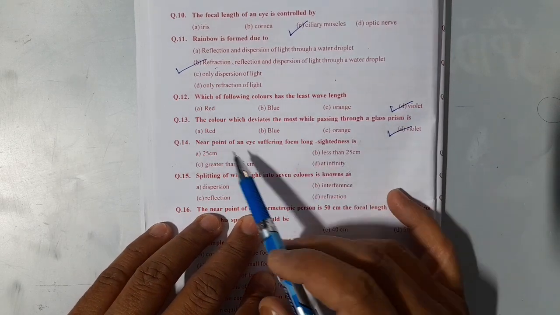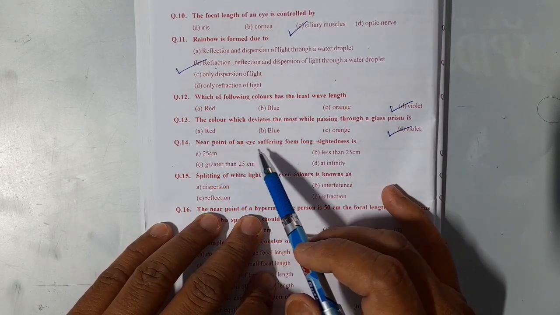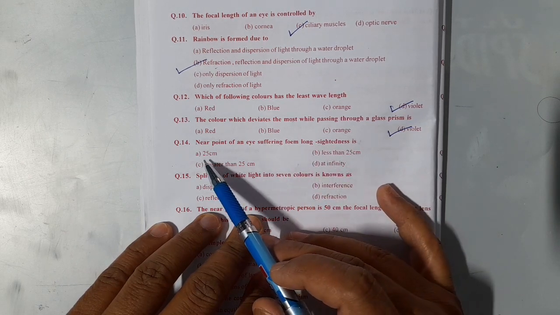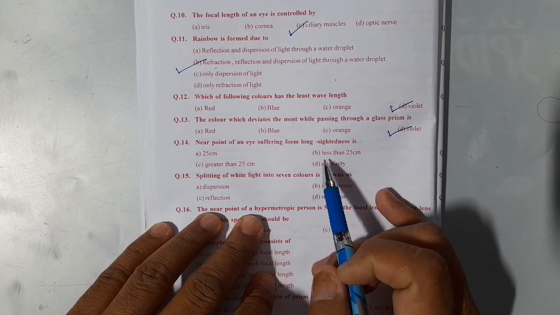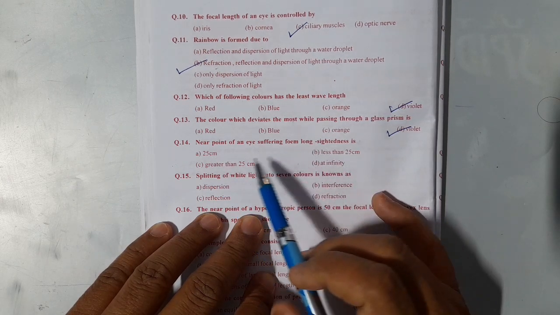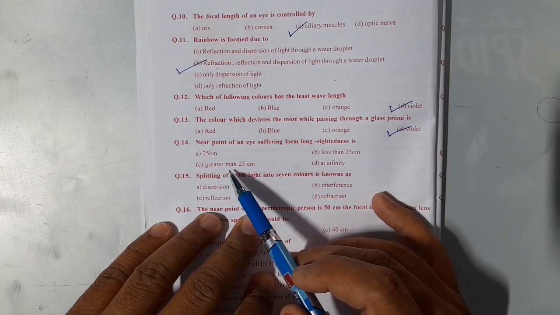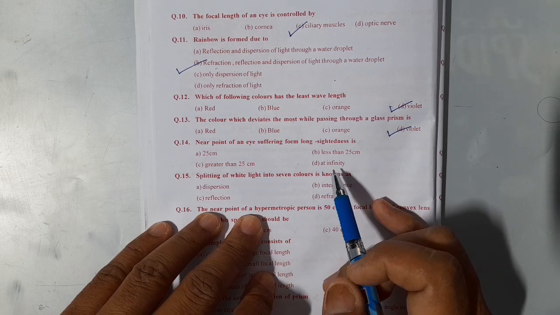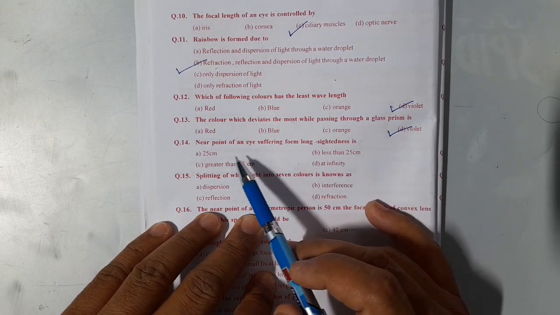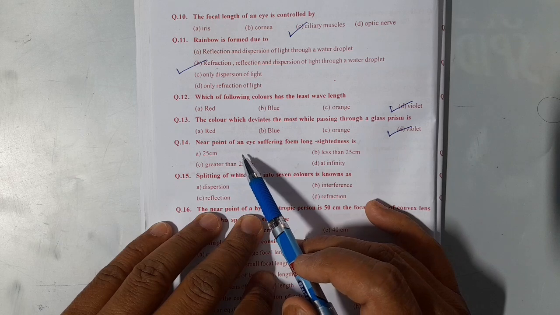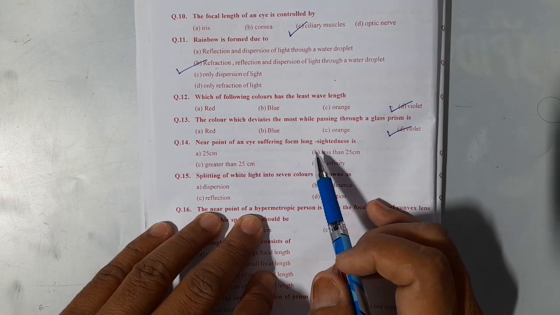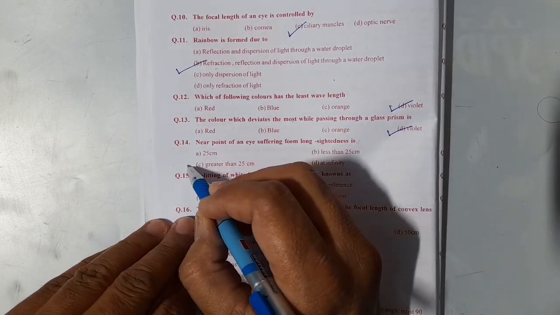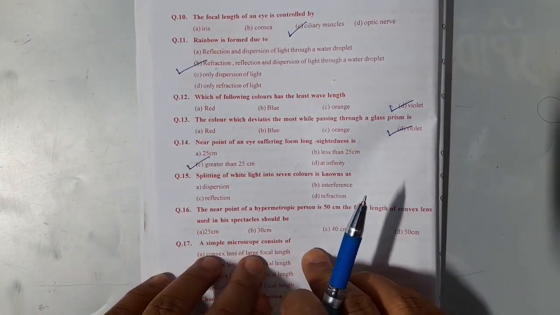Next question. Near point of an eye suffering from long sightedness is option A 25 centimeter, option B less than 25 centimeter, option C greater than 25 centimeter, or option D at infinity. So students, we know that near point of an eye suffering from long sightedness is greater than 25 centimeter. So its correct option is option C.